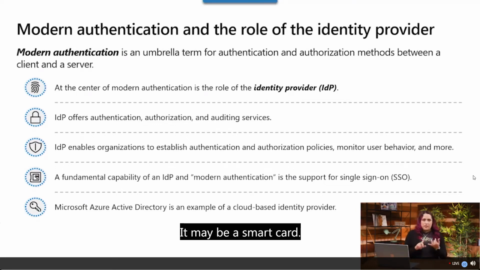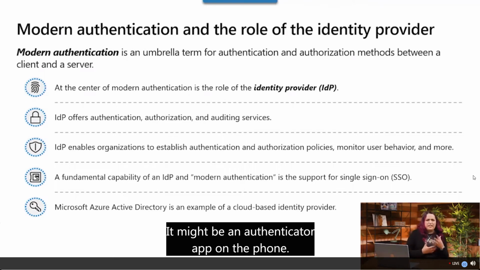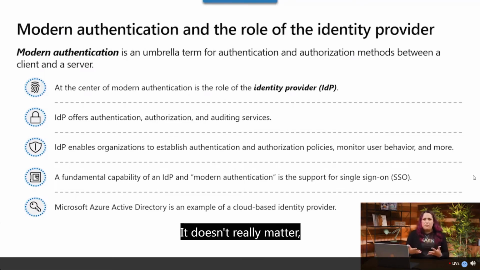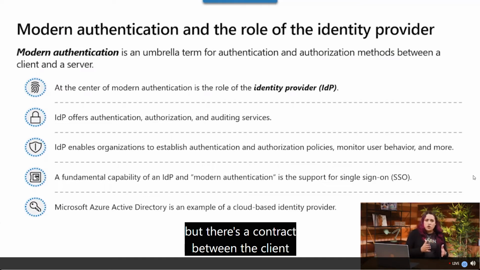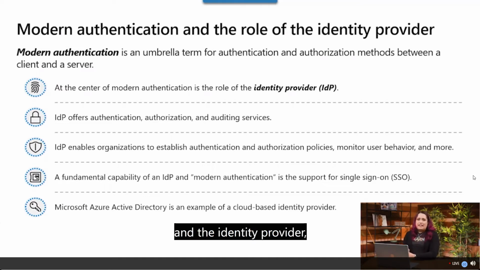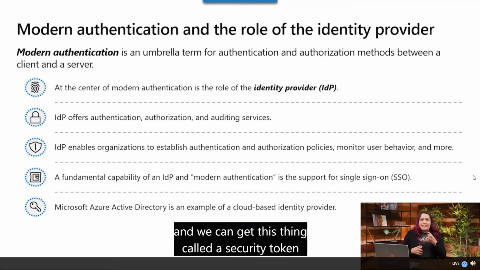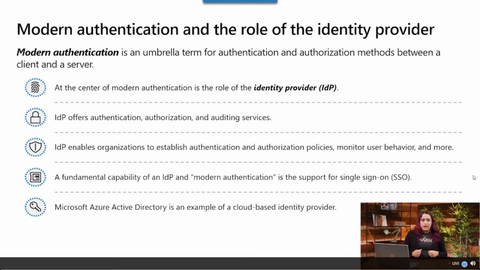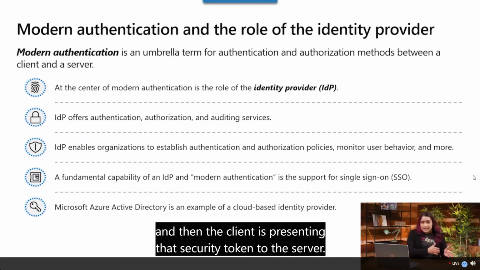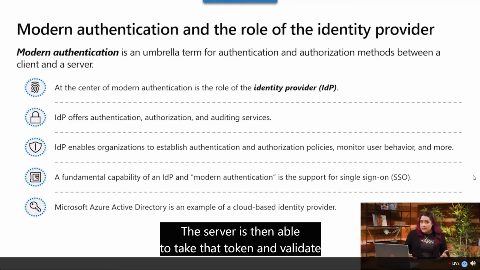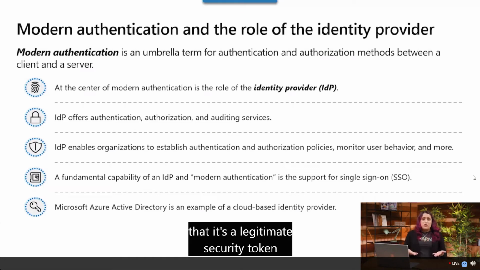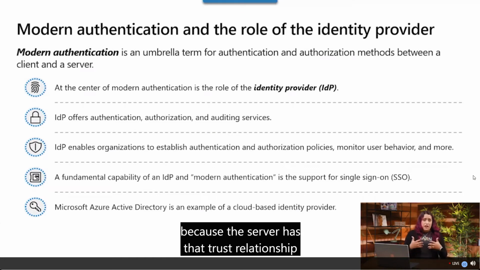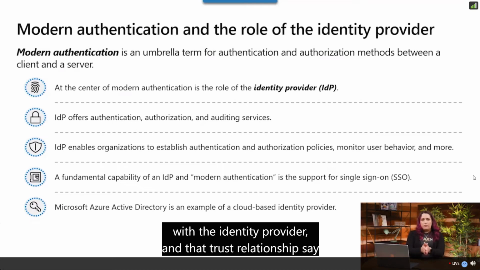It may be a smart card, or it might be an authenticator app on the phone. It doesn't really matter. But there's a contract between the client and the identity provider. And we can get this thing called a security token from that identity provider. And then the client is presenting that security token to the server. The server is then able to take that token and validate that it's a legitimate security token because the server has that trust relationship with the identity provider.